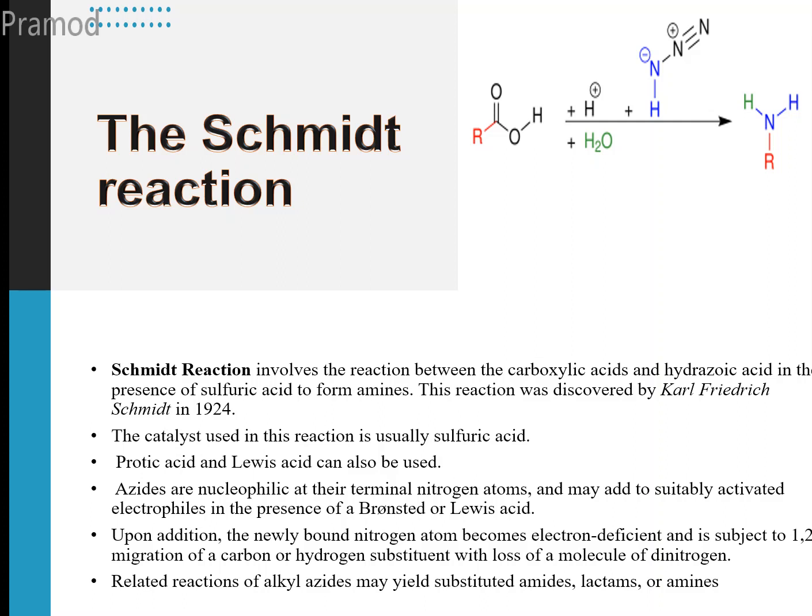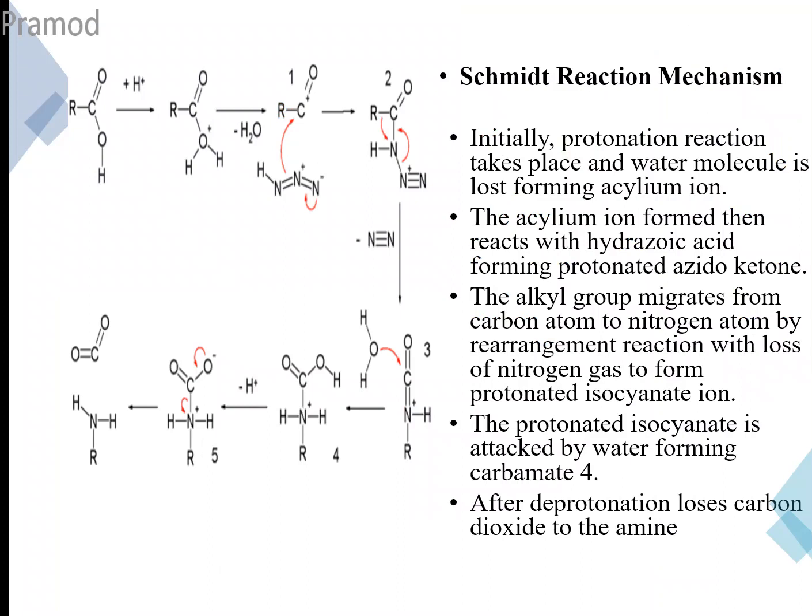Now let's see the mechanism of action. So what is the first step? That is the protonation of your acid. Once the acid gets protonated, there is a loss of water. This loss of water leads to the formation of the acylium ion. That is, the carbonyl group gets positively charged. It acts as an electrophile.